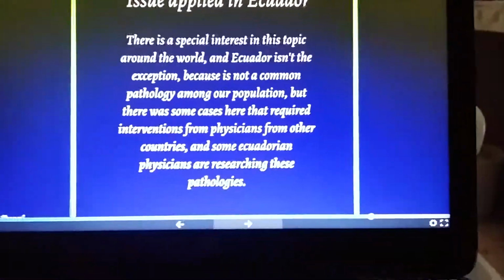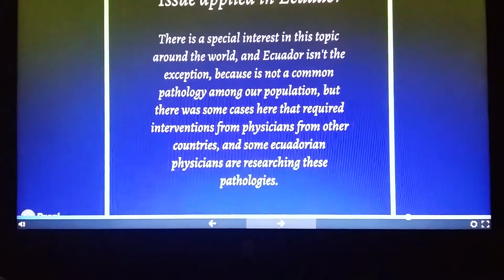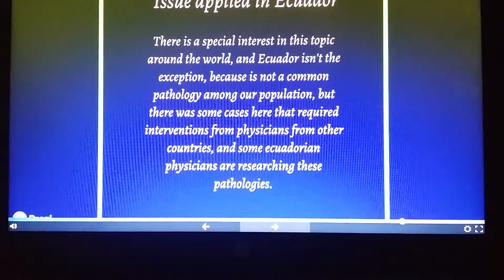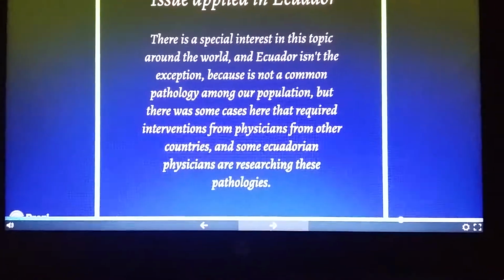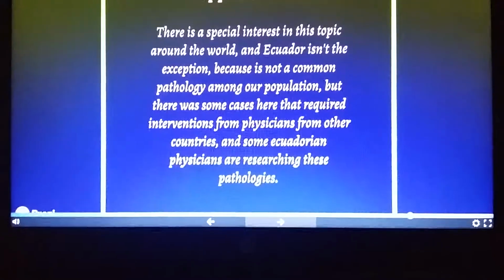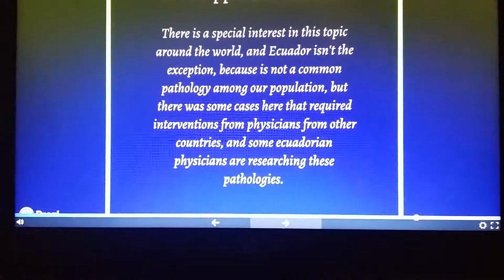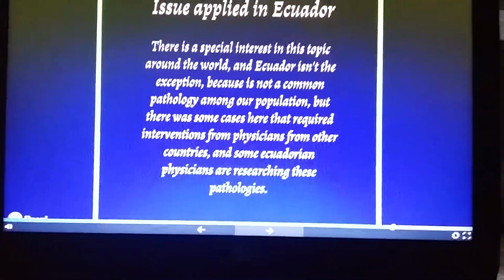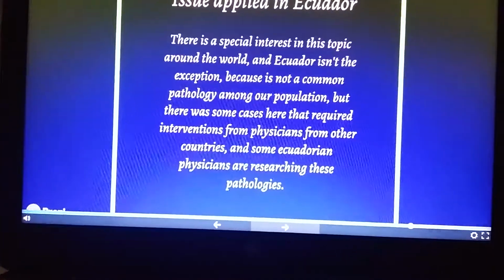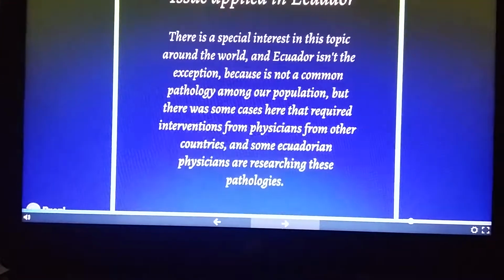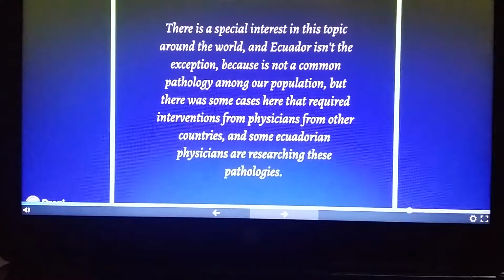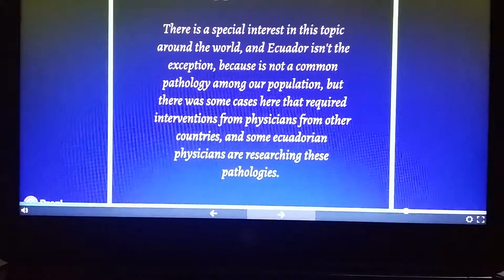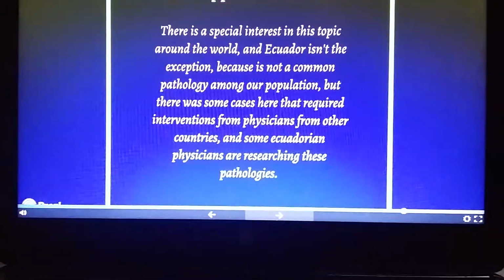This issue applies in Ecuador. There is a special interest in this topic around the world, and Ecuador isn't the exception. It's not a common pathology among our population, but there were some cases here that required intervention from physicians, and some Ecuadorian physicians are researching these pathologies.